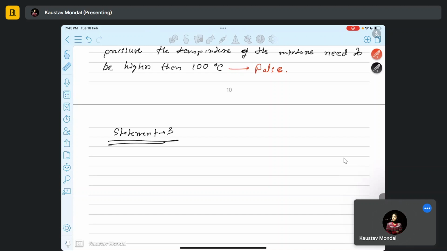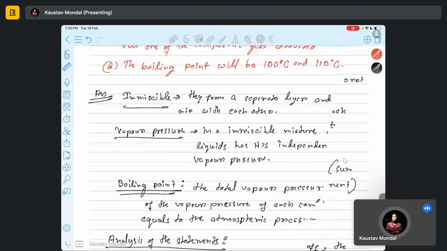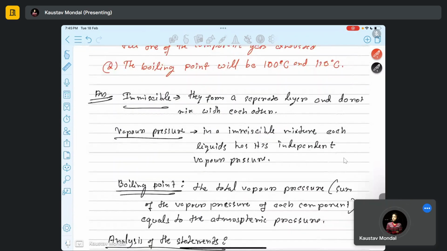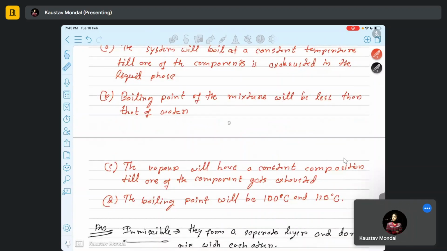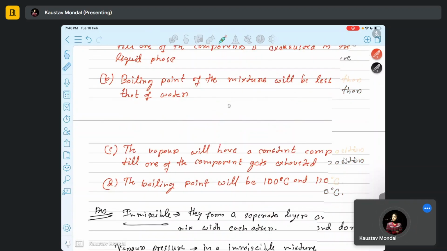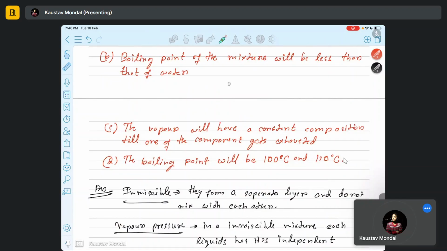Statement 3. So what does statement 3 tell us? Statement 3 says that the vapor will have a constant composition till one of the components gets exhausted.